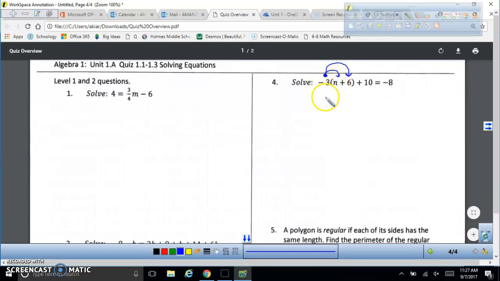Negative 3 times n is negative 3n. Negative 3 times 6 is negative 18. Don't lose that sign. Plus 10, rewrite, equals negative 8. Combine like terms on the same side. So negative 18 and 10 are like terms, so we're going to combine them on the same side. Negative 18, keep track of your sign, plus 10 is negative 8. So negative 3n minus 8 equals negative 8. All right, add 8.